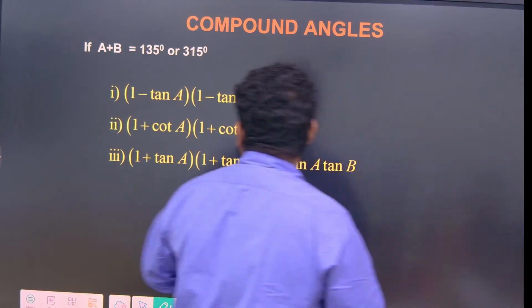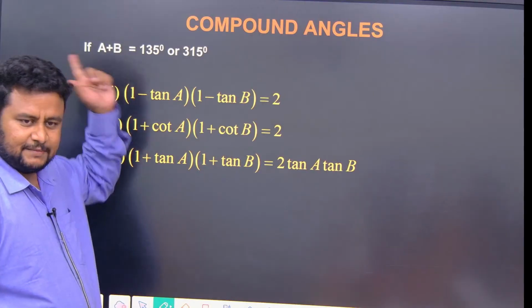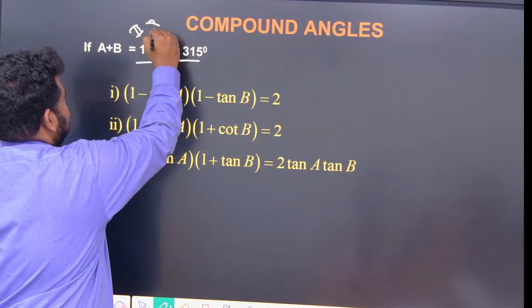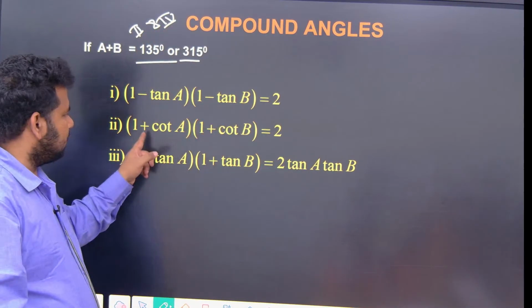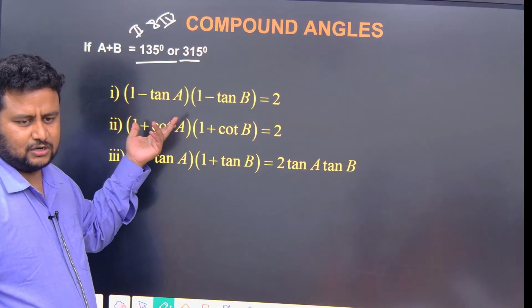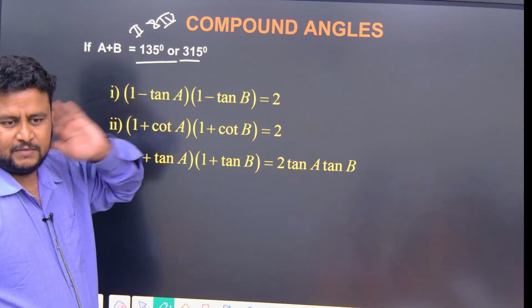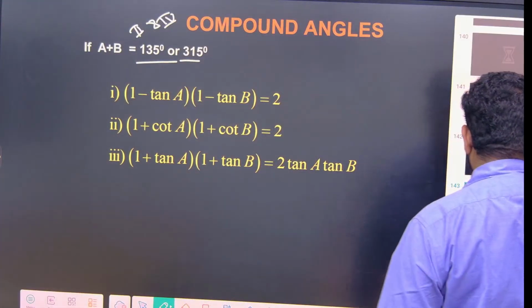Now see here, same formula, but here minus is there, there plus is there. When it is in second and fourth, 1 minus tan A, 1 minus tan B is equal to 2. 1 plus cot A, 1 plus cot B is equal to 2. Same thing, signs change, that's all. Because in the second quadrant and fourth quadrant tan is negative, but in the first and third it is positive. Okay, clear? These results are important.